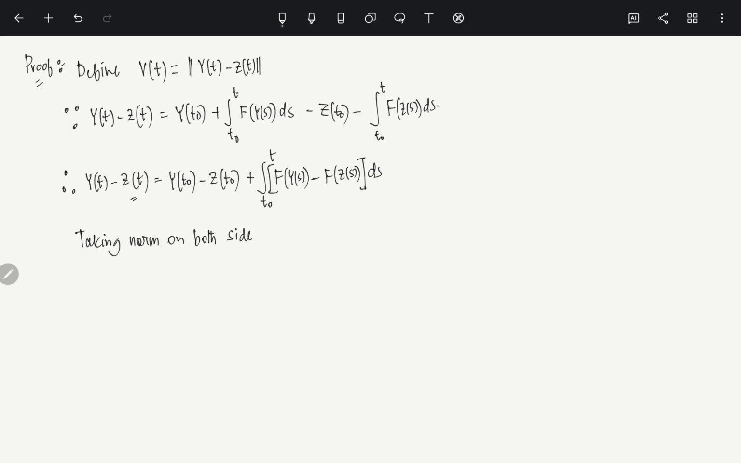Both sides, this is nothing but V(t), and this will be less than or equal to, I can write it as, V(t0) plus the integral from t0 to t of the norm of f(y(s)) minus f(z(s)) ds, right? This is what I can do. This is the triangle inequality, plain simple triangle inequality in R^n.